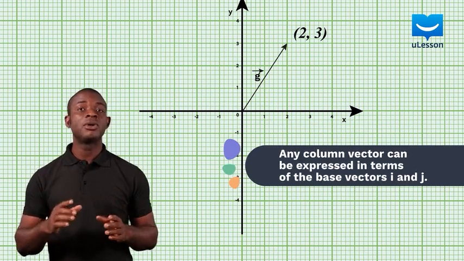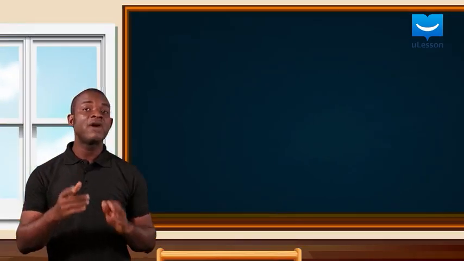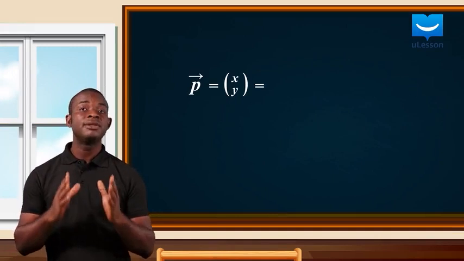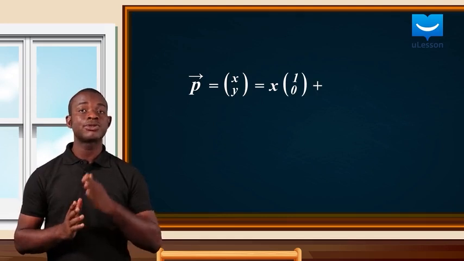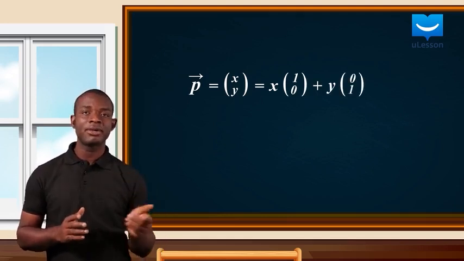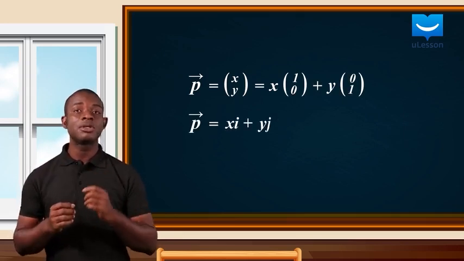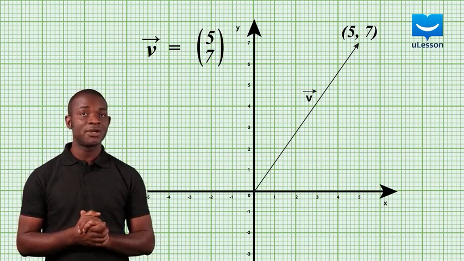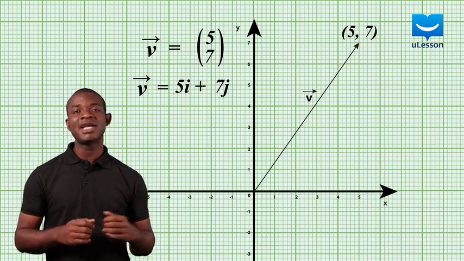Generally, any column vector can be expressed in terms of the base vectors i and j. So, if we have a column vector P equal to (x, y), this can be written as x(1, 0) plus y(0, 1). This in turn is the same as vector P equals xi plus yj. Can you write the vector V with horizontal and vertical components 5 and 7 respectively in terms of the base vectors? Of course, V will be equal to 5i plus 7j.